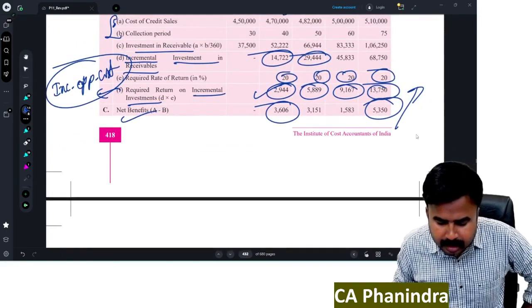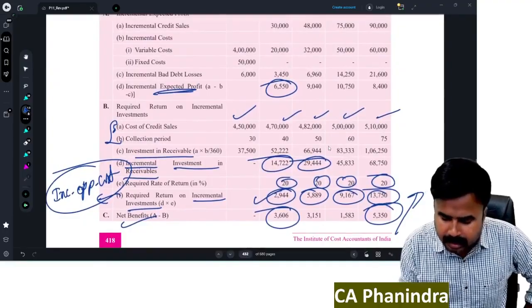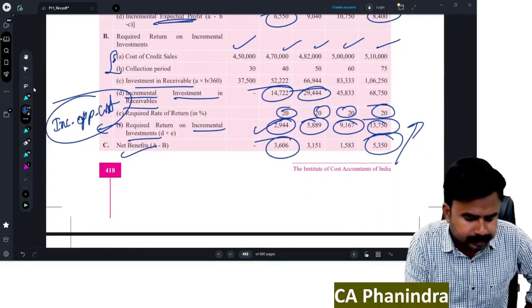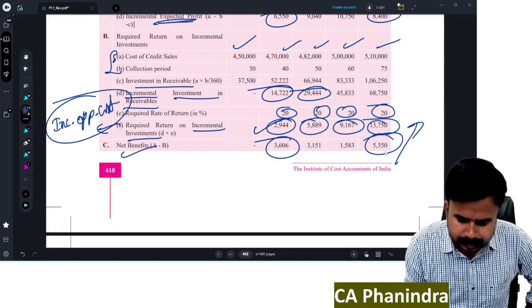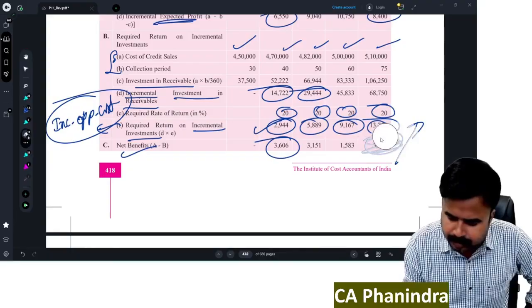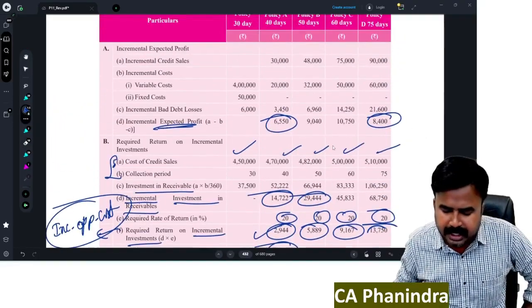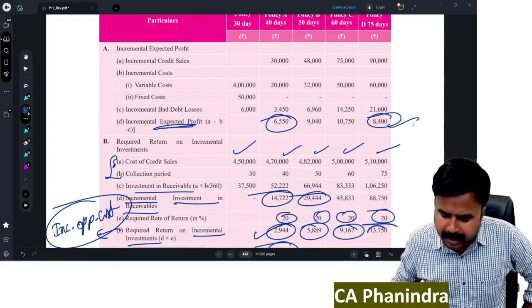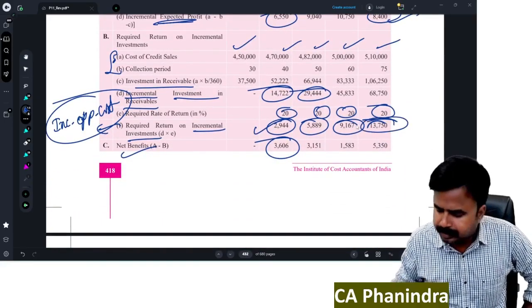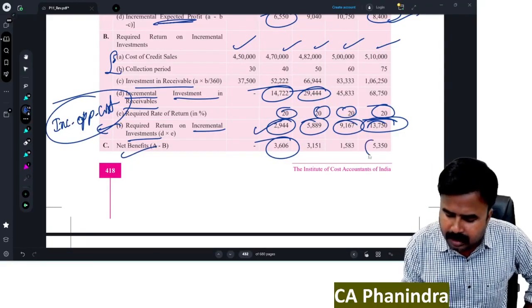Okay, sorry. This is wrong actually. Let's write the numbers. For option D, it is 8,400 minus 13,750. It will be 5,350 negative.